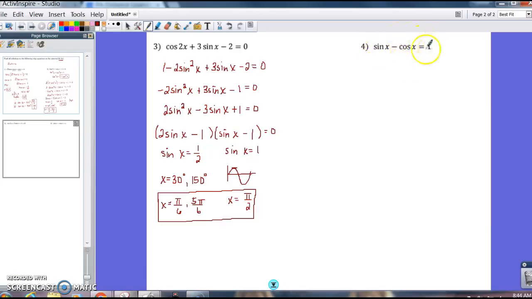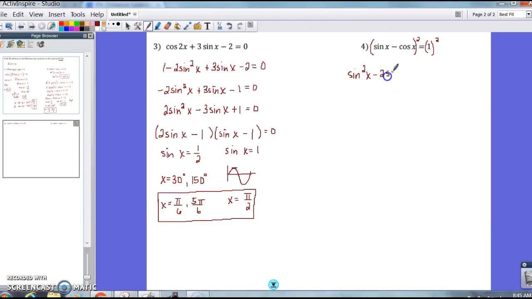However, I can alter this equation by squaring both sides of my equation, right? If I square both sides, it's still an equation because I'm doing the same thing to both sides. So if I square the left, please don't get caught by just squaring sine and squaring cosine. You would have to do sine x minus cosine x times sine x minus cosine x. When you multiply that out, you get sine squared x minus 2 sine x cosine x plus cosine squared x is equal to 1.